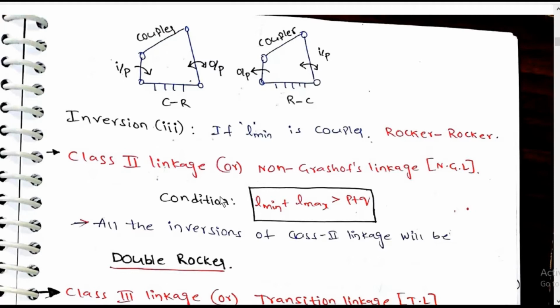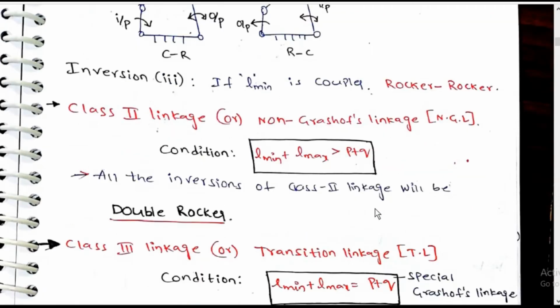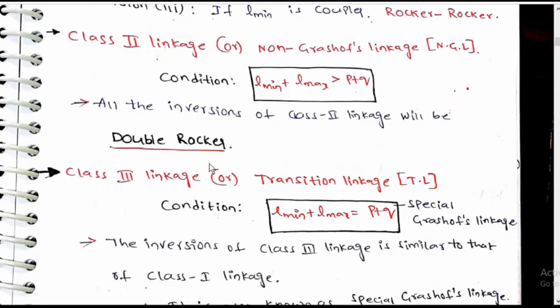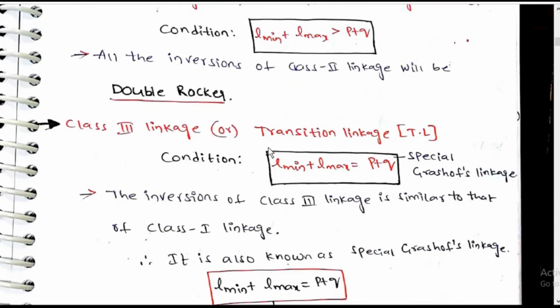Class 2 linkage or non-Grashof linkage. Condition: Lmin plus Lmax greater than P plus Q. All the inversions of class 2 linkage will be double rocker mechanism. Class 3 linkage or transition linkage. Condition: Lmin plus Lmax is equal to P plus Q.